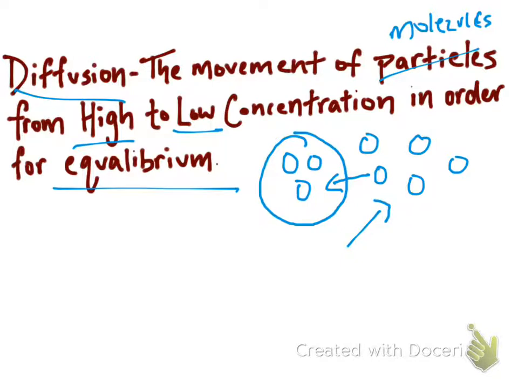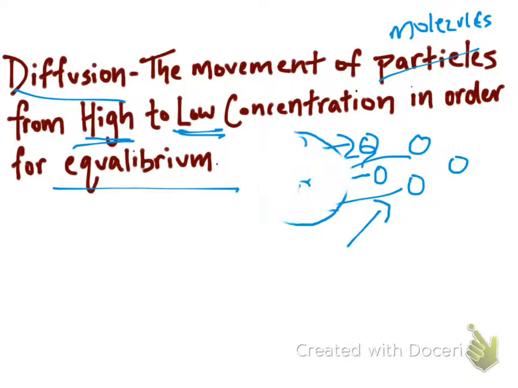However, it's important to note that it's not just one movement and then equilibrium is achieved and that's it. Actually, it's constant. So molecules are going to be moving in and out and in and out. However, each movement is meant to achieve equilibrium. So that's pretty much what diffusion is, and it's always going to be from high to low concentration in order to be diffusion. So let me erase my tiny little drawings here.